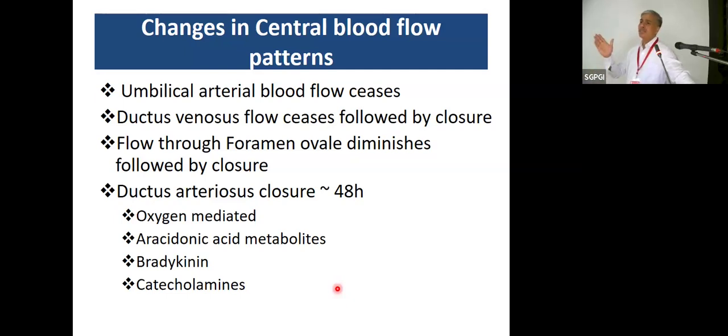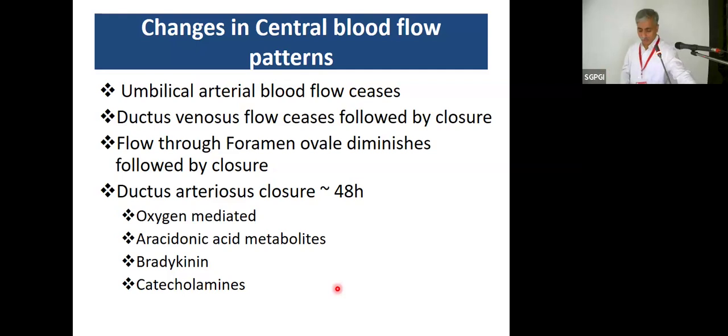The LA pressure has increased and it has shut the foramen ovale, which has led to the almost closure of the foramen ovale. A word in detail about the ductus arteriosus closure. The closure happens from 12 to 48 hours. The major determinant which closes the ductus arteriosus is the increase in the oxygen concentration. There are other pathways which we'll discuss in a little detail. What is the arachidonic acid pathway? What we call the prostaglandin pathway, correct. The other ones are the bradykinin and the catecholamines.